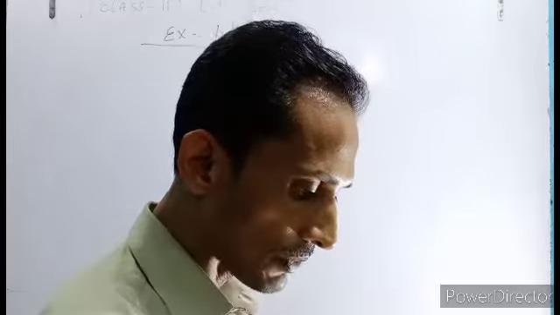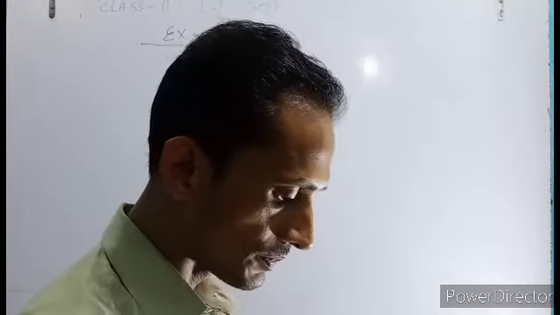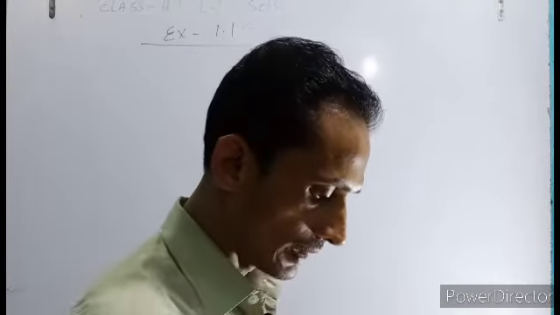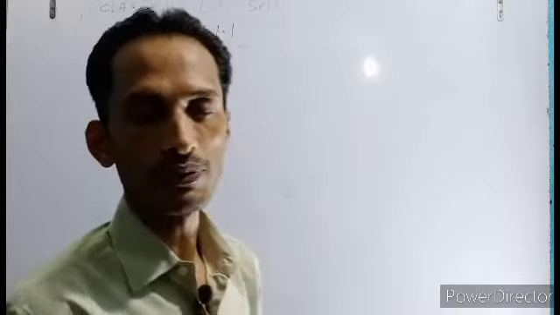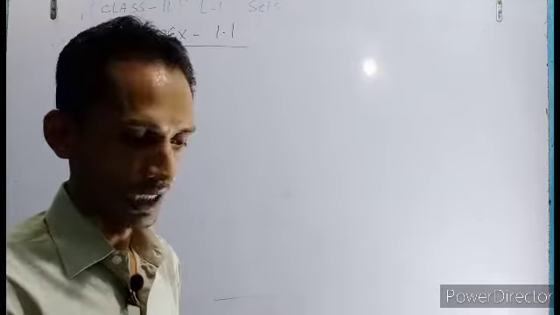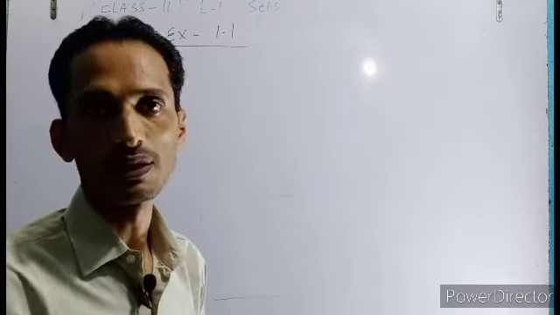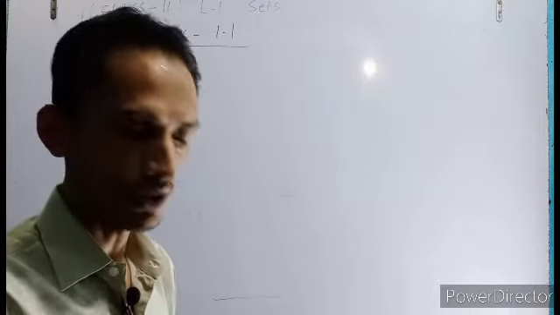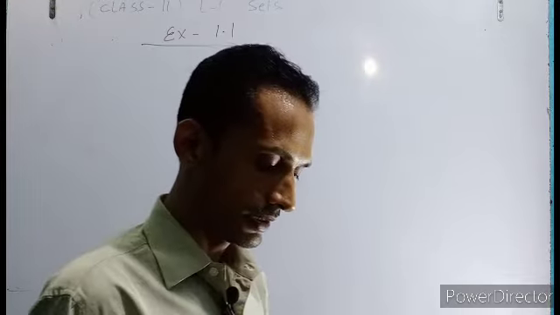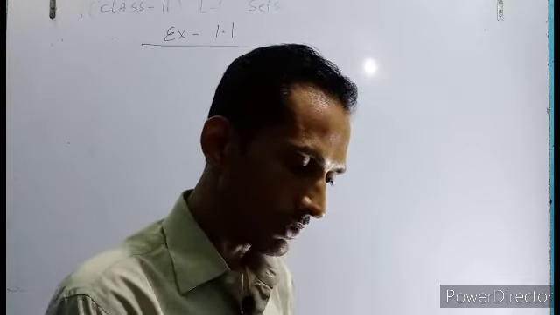For questions 1 to 9 you have to write the justification. If you find that it is well defined, hence it is a set. If it is not well defined, it is not a set. You have to write only this one reason to justify your answer. Now come to the second question.